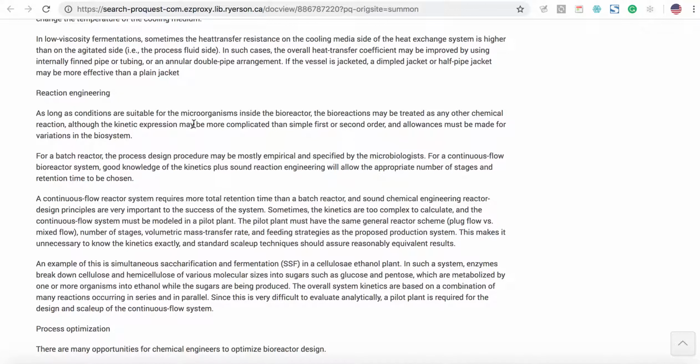In low viscosity fermentation, sometimes the heat transfer resistance on the cooling media side of the heat exchanger system is higher than on the agitated side. In such cases, the overall heat transfer coefficient may be improved by using internally finned pipe or tubing or an annular double pipe arrangement. If the vessel is jacketed, a dimpled jacket or a half pipe jacket may be more effective than a plain jacket.